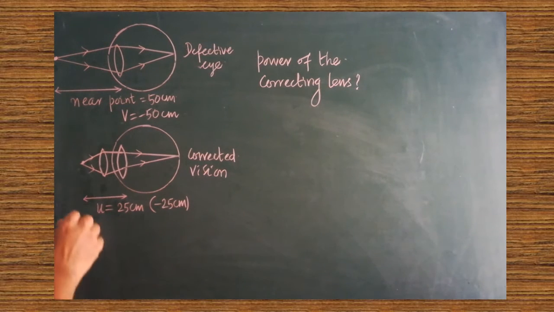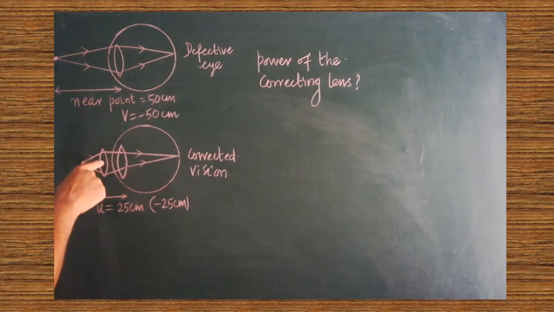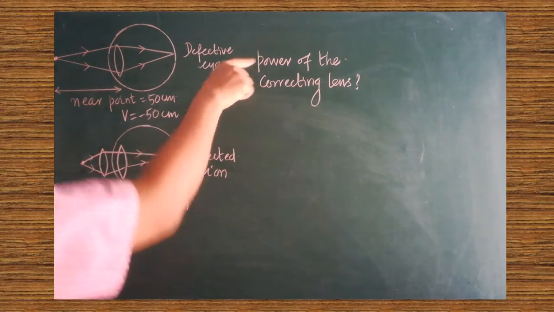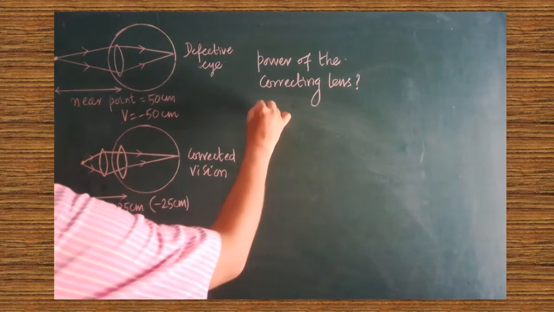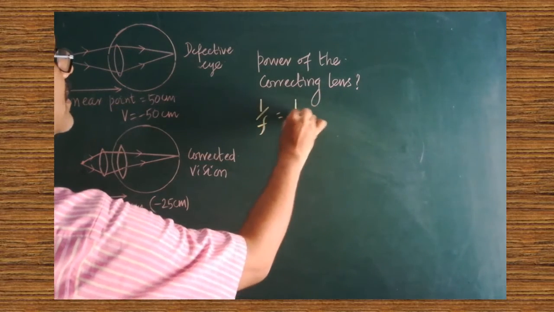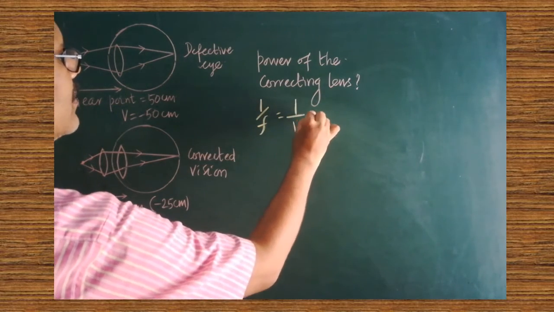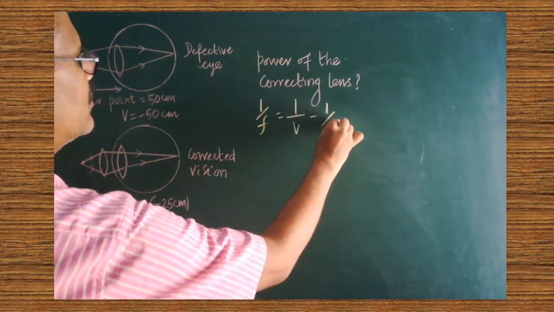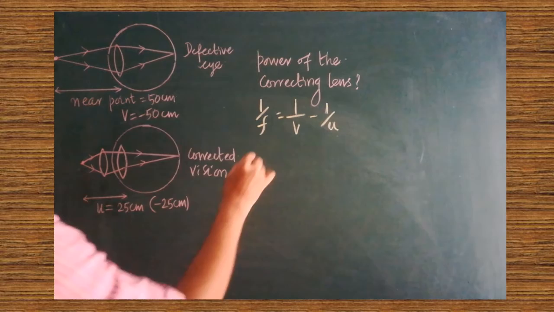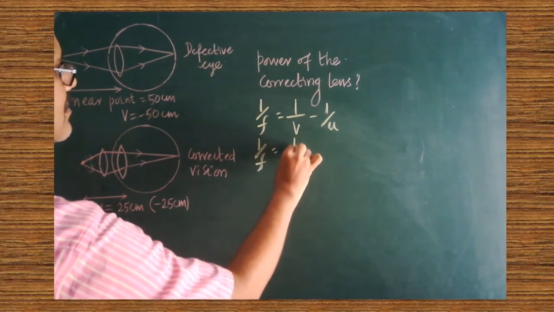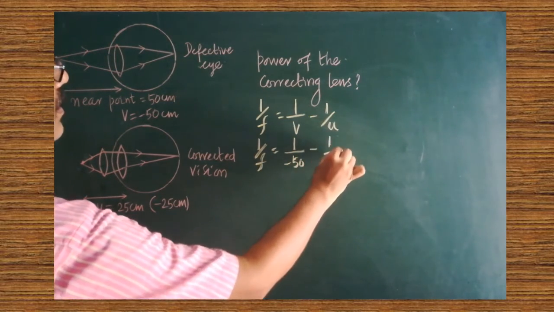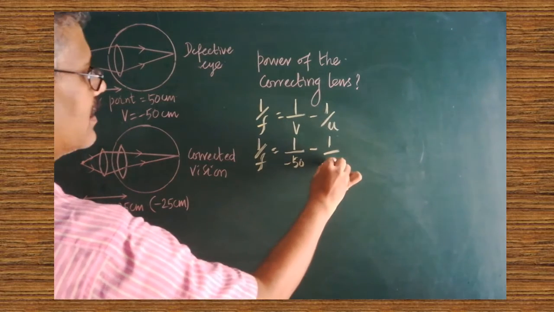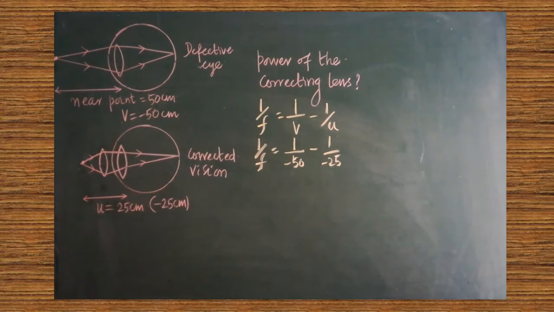You are asked to calculate the focal length of the correcting lens, and then later the power of the correcting lens. First calculate the focal length, later the power. For that we have to use the lens equation: 1 by f is equal to 1 by v minus 1 by u. Write 1 by f as it is, substitute the value of v, minus 50, minus 1 by, instead of u substitute minus 25. All are written in centimeter, so the final answer f will also be in centimeter.